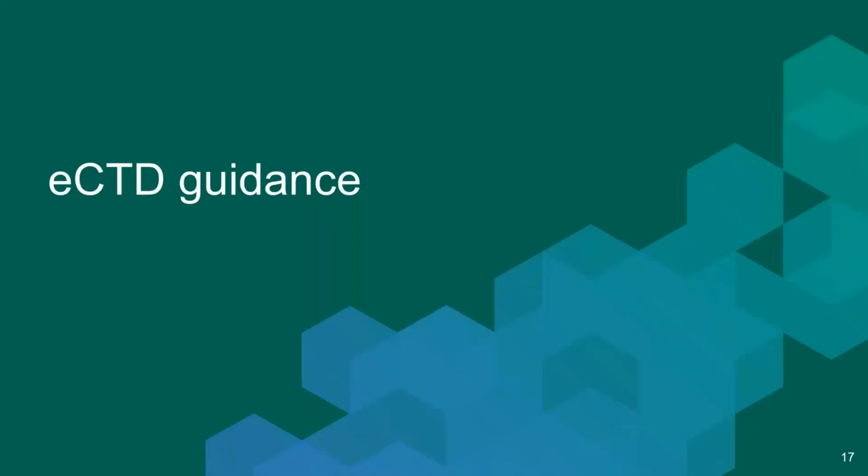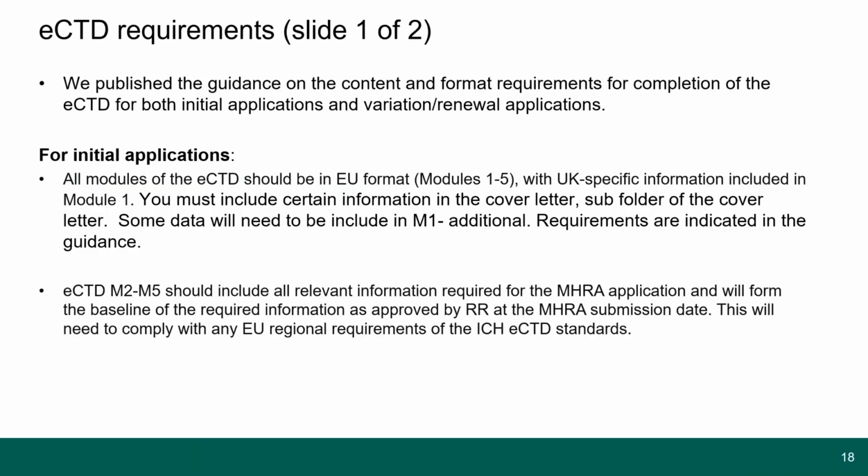So we have updated and provided some eCTD guidance. Next slide, please. I'm not going to go through every aspect of what's in the guidance, but just give you some key salient points. The guidance tells you the content, the format, and the requirements for completion of an eCTD, and it covers both initial applications and variations and renewal applications. The guidance doesn't go into great detail about the types of assessment reports, etc. that are required to be included, but that information is in the initial guidance that we provided about IRP.